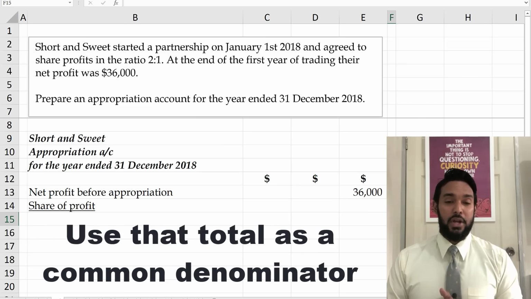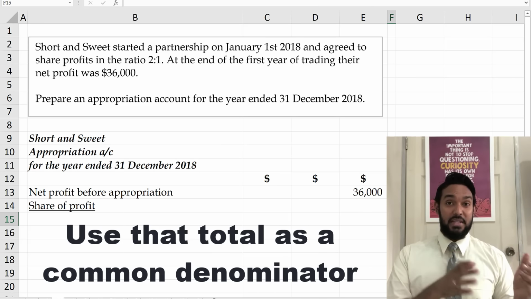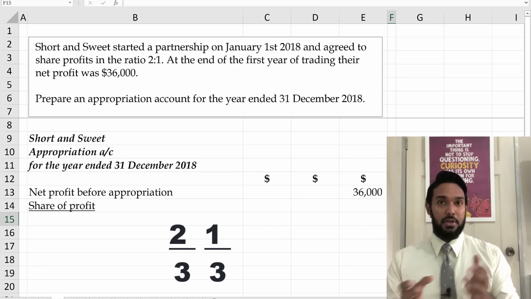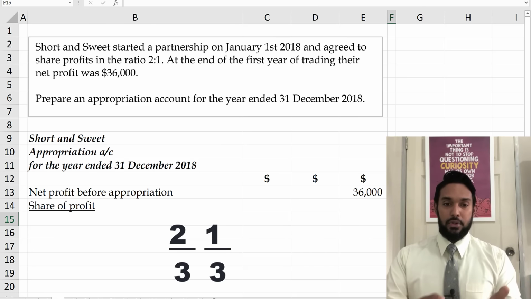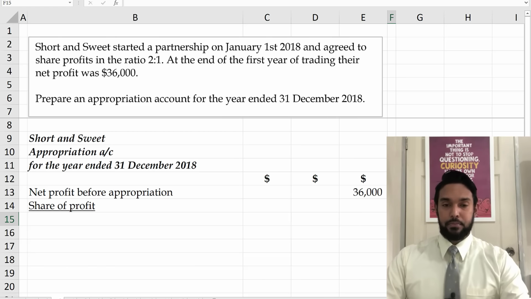And all we're going to do is take each of those individual numbers, the 2 and the 1, and put them each over that total, 3. So it's going to be 2/3 and 1/3. So short gets the 2/3 share and sweet gets the 1/3 share.